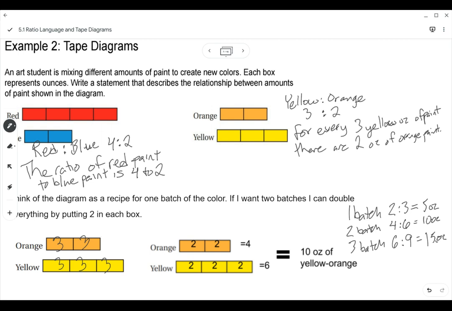And hopefully you're seeing a little bit of a relationship here. 5, 10, 15, 3, 6, 9, 2, 4, 6, where each time we make our recipe bigger, the ratio is adding itself. So it's adding 2's here, 2 plus 2 plus 2. It's adding 3's here, and it's adding 5's here.